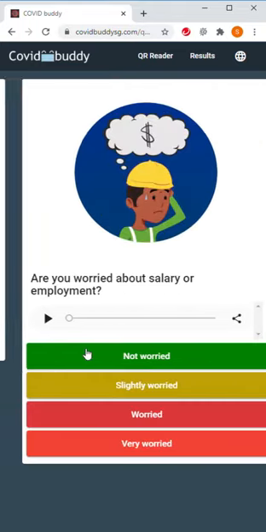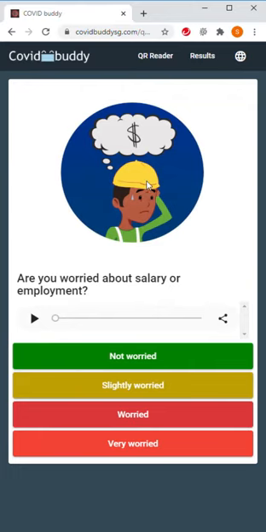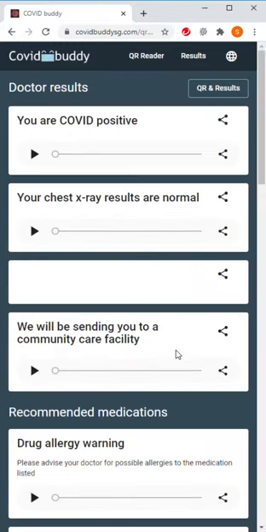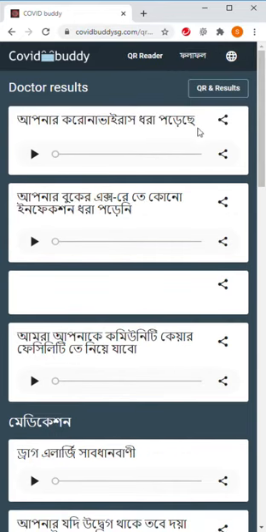We also have screening tools because many of the migrant workers who are affected by COVID may have salary or employment issues and are worried. If they are very worried, they can click here and we will refer them to social workers or even non-governmental organizations on the ground that can sort out some of these issues. And of course, if they're really worried about their health, we can point them to less employment-related resources.